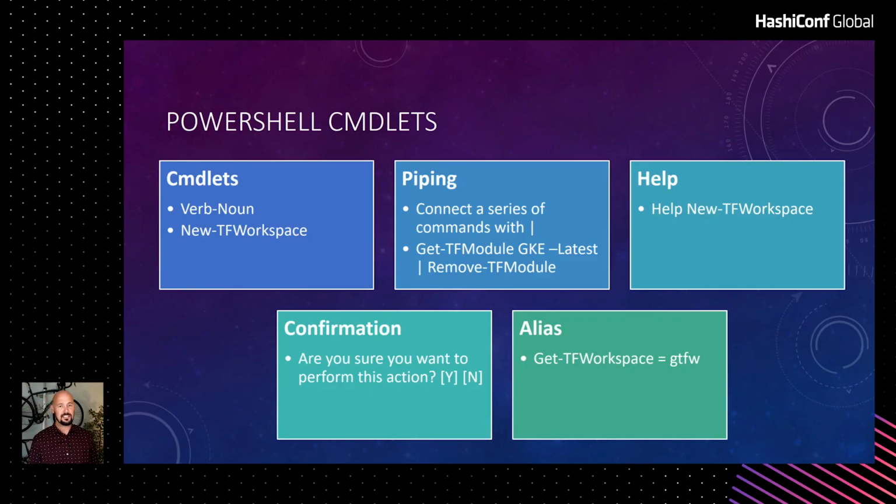But let's jump in. PowerShell commandlets always start with verb-noun. So you can say New-TFWorkspace, Get-TFWorkspace, Copy-TFWorkspace, whatever action you want to do with that workspace or module. You can also string together commands with pipes, so you could do a Get-TerraformModule GKE latest, and you can remove that module.